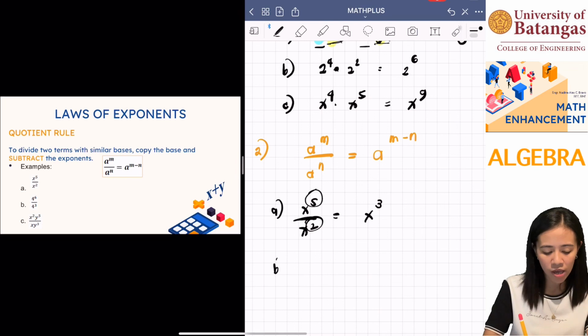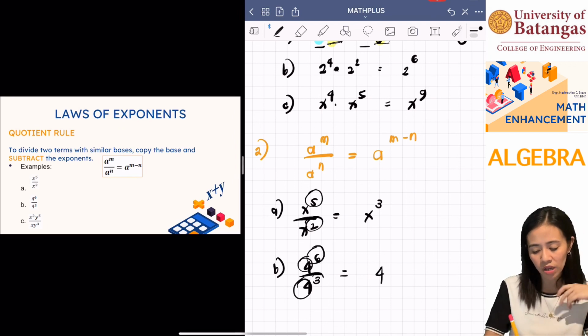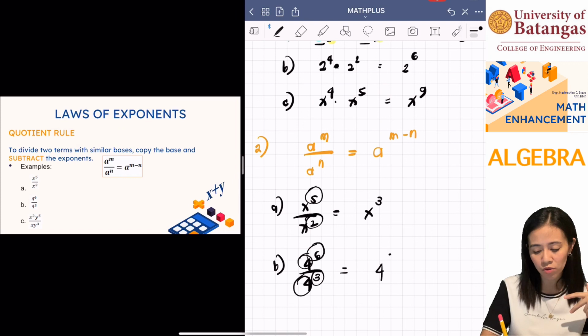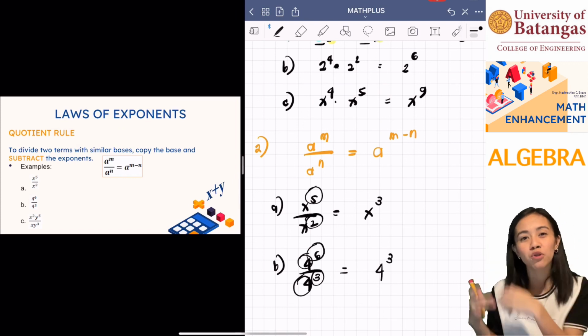For letter B, you have 4 raised to 6 all over 4 cubed. Same base 4, so we copy 4. And then you have 6, so subtract mo si 3. Okay, 6 minus 3, that would be 3. Baka mamaya ma-divide nyo, gawin yung 6 divide 3, 2 ang sagot doon. Tapos 2 ang masulat nyo.